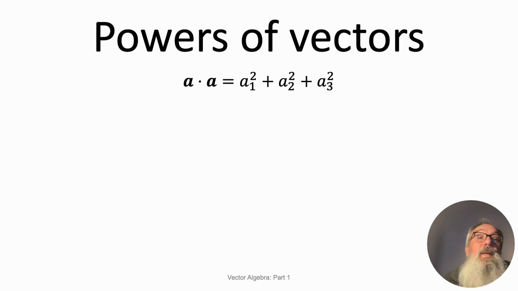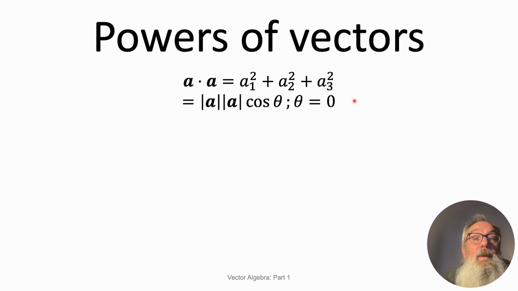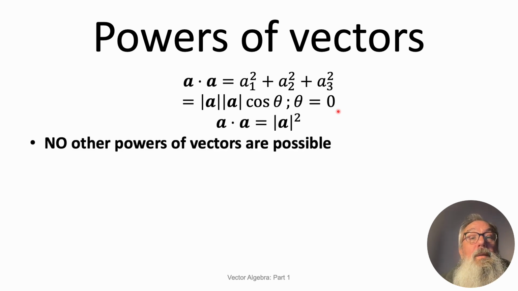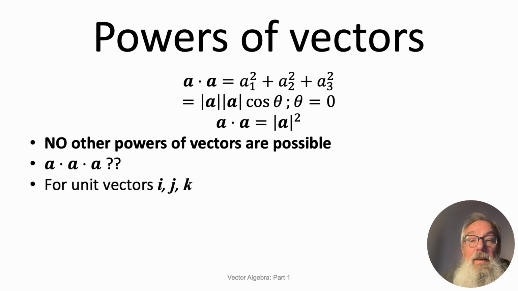Powers of vectors. Now, A dot A is clearly that, which turns out to be magnitude of A times magnitude of A cos theta. Theta is 0. So A dot A is equal to the magnitude of A squared. That's the only power that we can do for vectors, because A dot A gives a scalar, so we can't do a third dot. Okay, that doesn't exist. A dot A dot A.